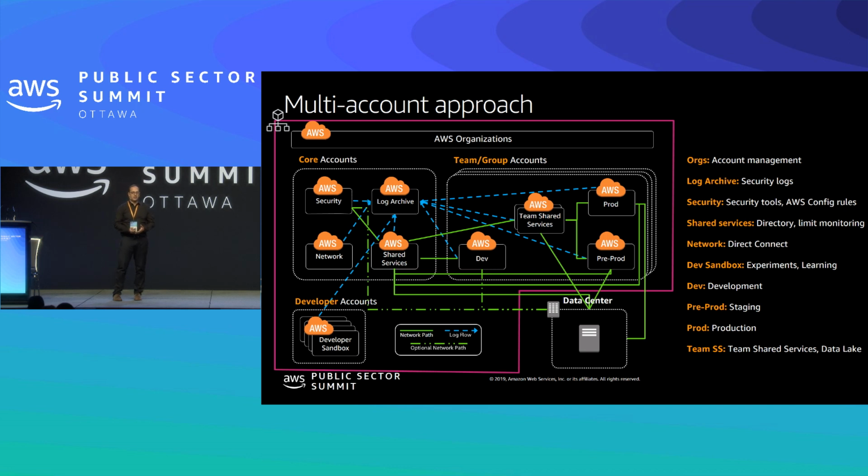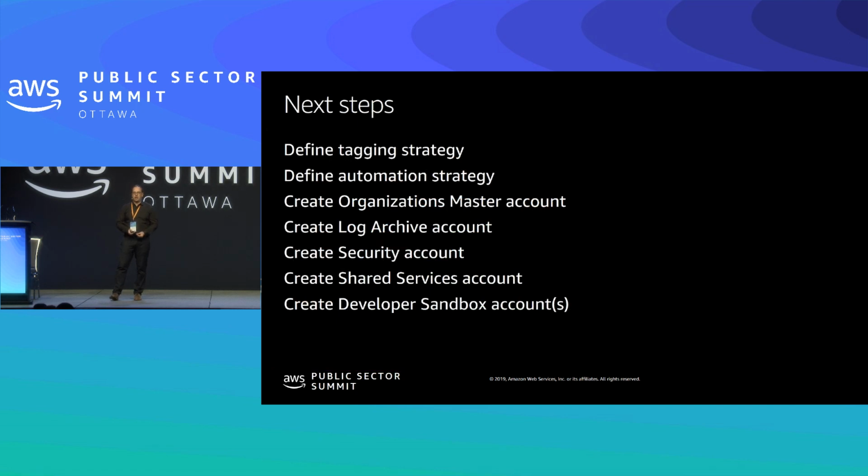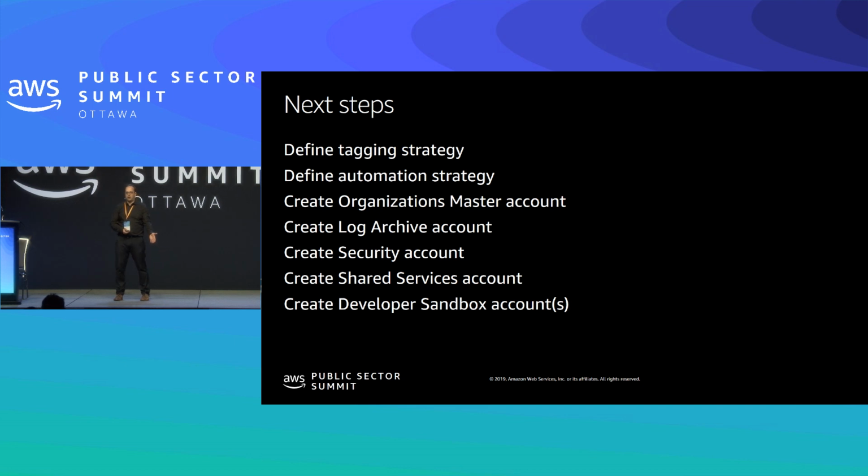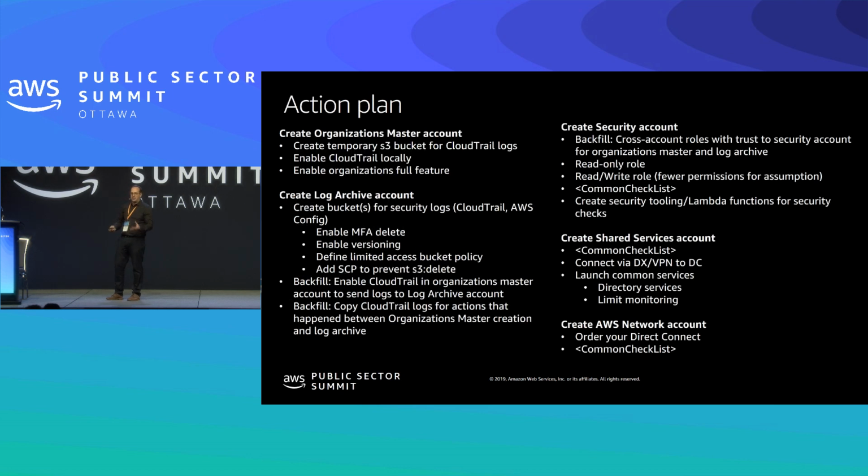And let's talk about next steps on what we can do to help you implement something like this. So when you think about next steps, you want to define a tagging strategy. How do you automate this? This was one of our goals that we talked about. You'd start off with creating the organization master root account. Then you would create a log archive account, security account, shared service account, and then all these developer accounts as an example. So if we were to draw out this as an action plan, you would have this big list here, and you'll be able to get this as part of the downloadable assets after the conference.